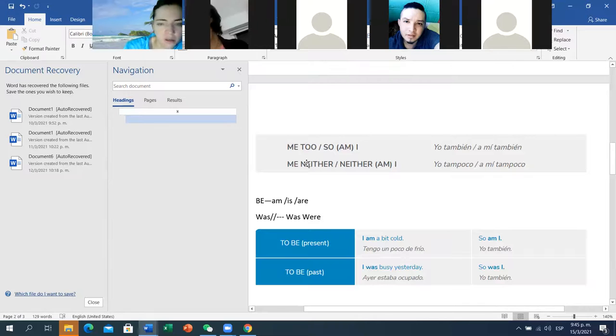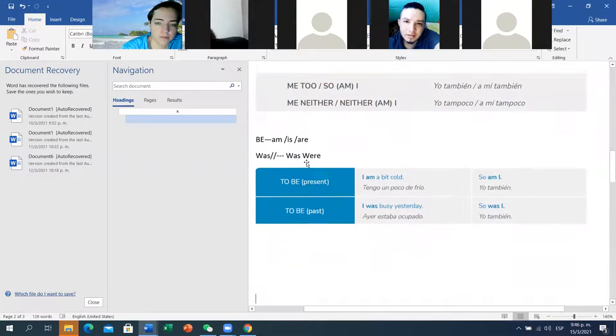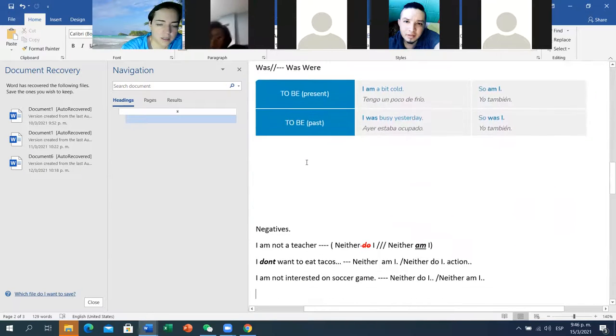El me neither. Okay, both it is talking about negatives. Me neither, or neither am I. Refiriéndose a negativo, but that one is describing. Se refiere a una descripción. Okay. Ya voy a ver eso, tranquilos.